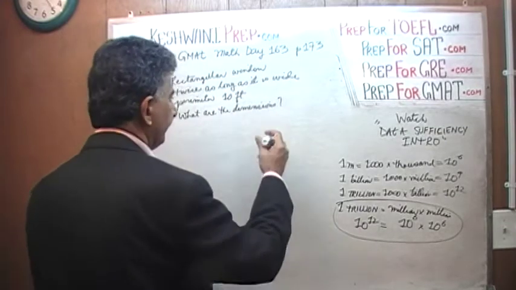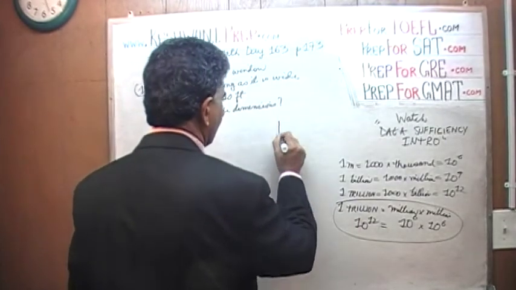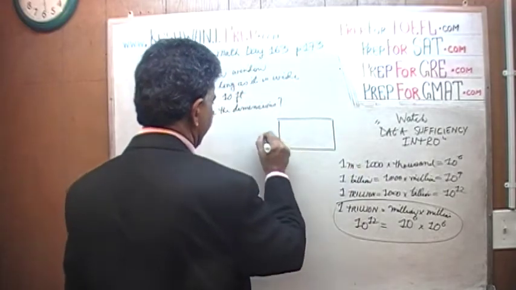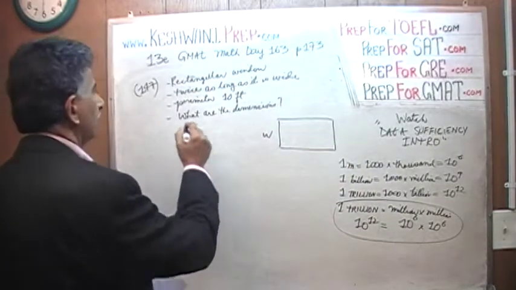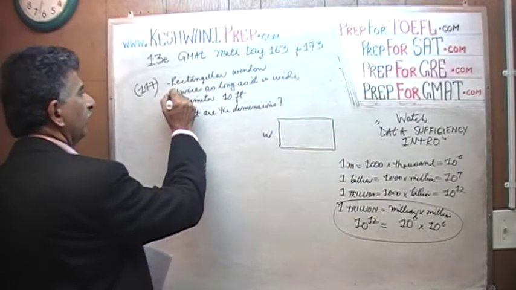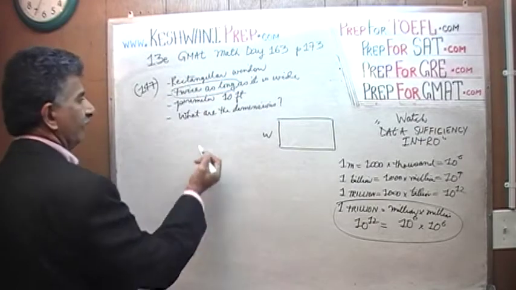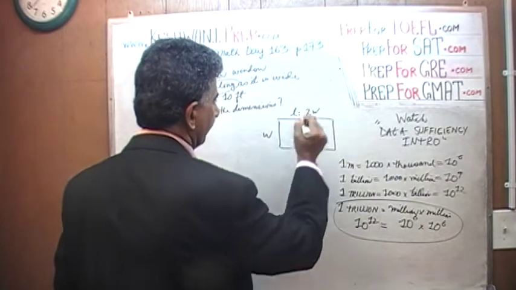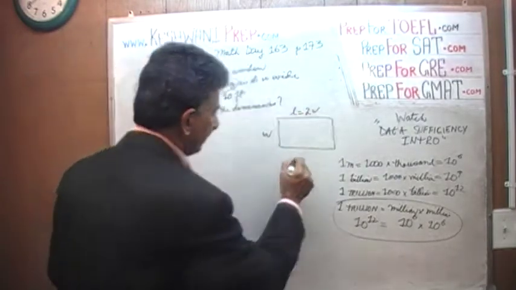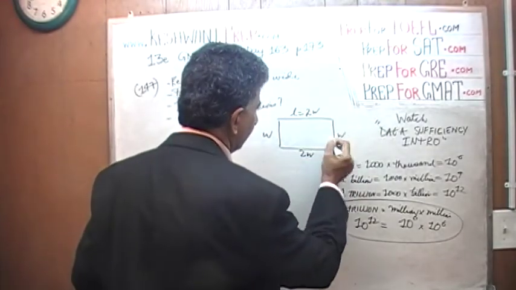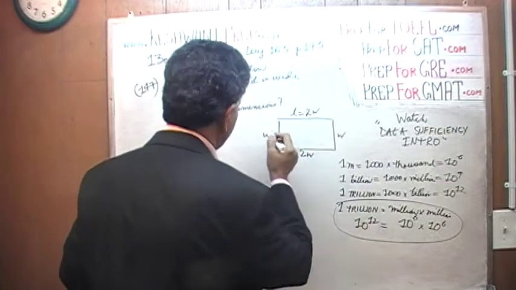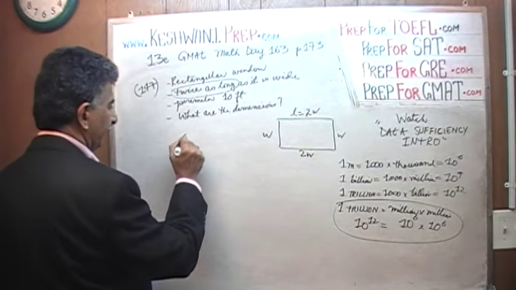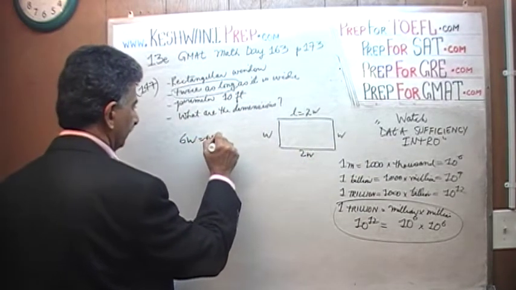So here is our window. Here is the width, and we are told that it is twice as long. So if this is the width, the length is 2 times the width, and therefore the perimeter is going to be, this is 2w and this is w. 2 plus 2 is 4, 5 and 6. It's very simple. The 6w is the perimeter.